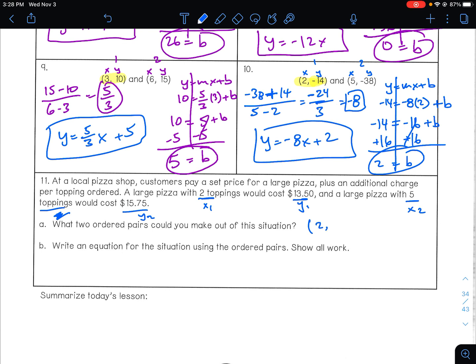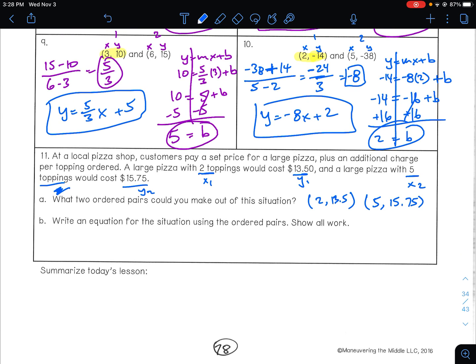So my 2 ordered pairs would be 2 toppings is $13.50, and my other ordered pair is 5 toppings and $15.75. Write an equation for this situation using the ordered pairs. All right, so we have 2 ordered pairs. We need to write an equation, so we need to find the slope and then find the y-intercept.